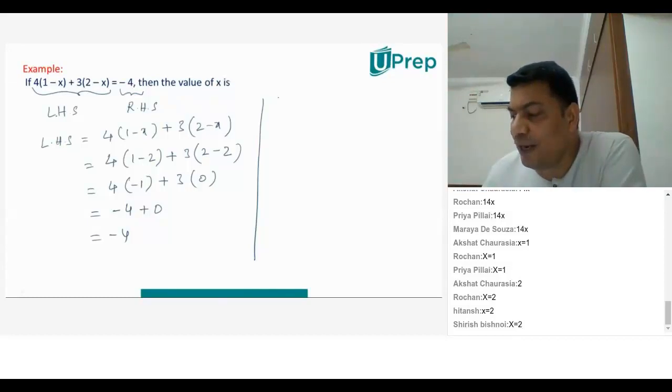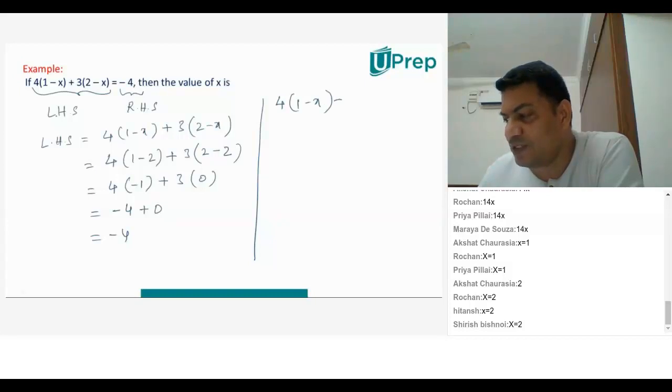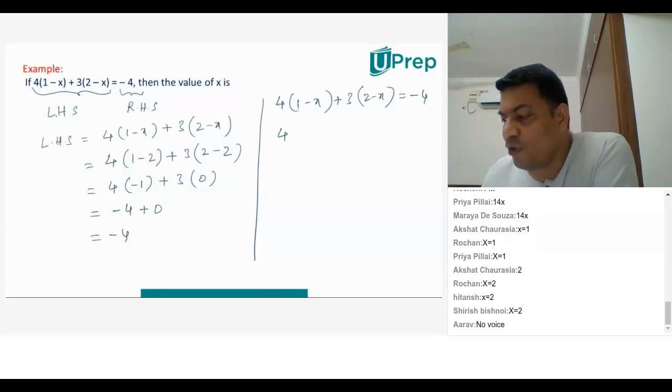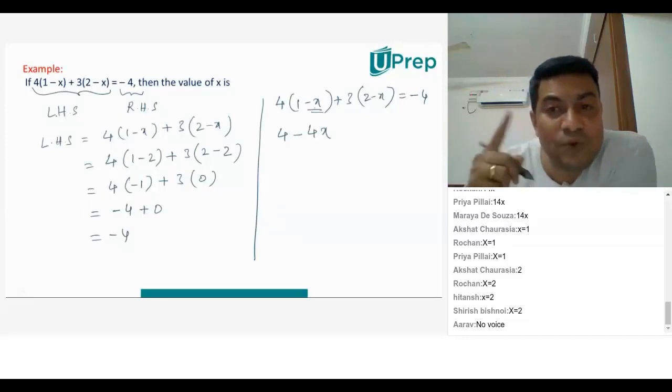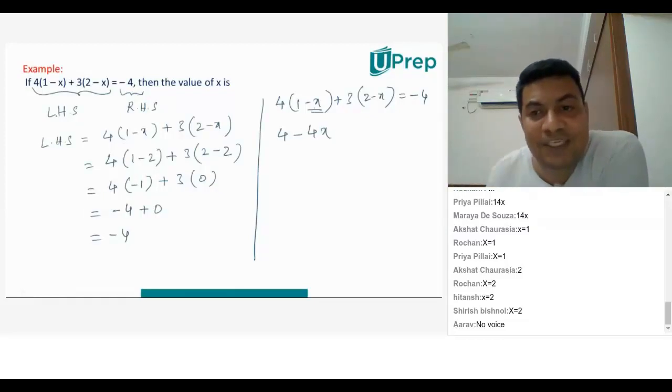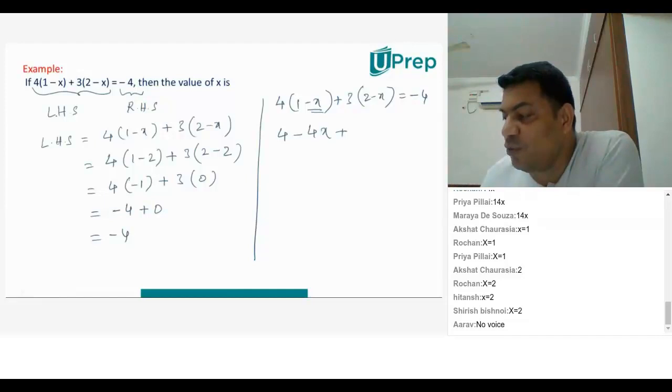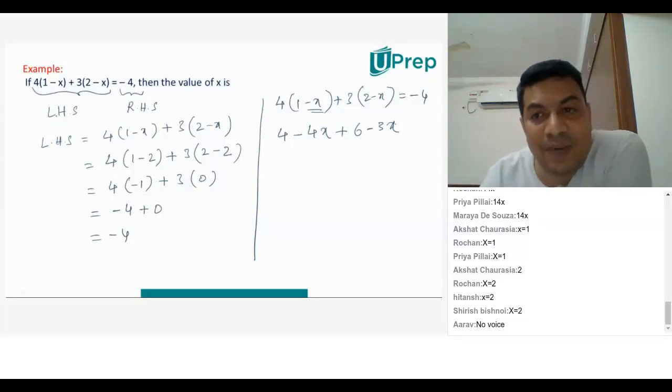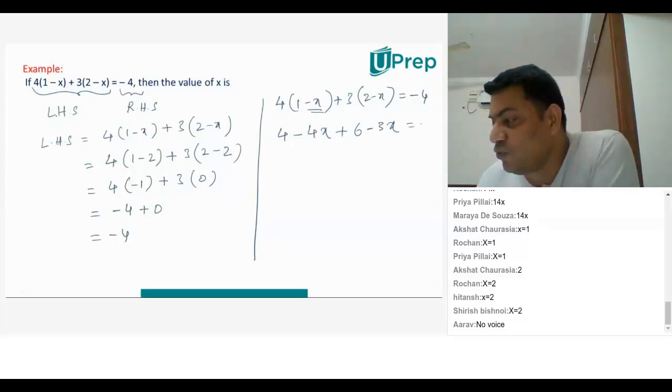So, 4 into 1 minus x. We need to solve this problem: 4 into 1 minus x plus 3 into 2 minus x is equal to minus 4. How do we do it? We just split it. 4 into 1 is 4. Now 4 into minus x is minus 4x, since plus into minus is minus. Plus, now we are distributing, 3 into 2 is 6. 3 into minus x is minus 3x. This is equal to minus 4 on the right-hand side.